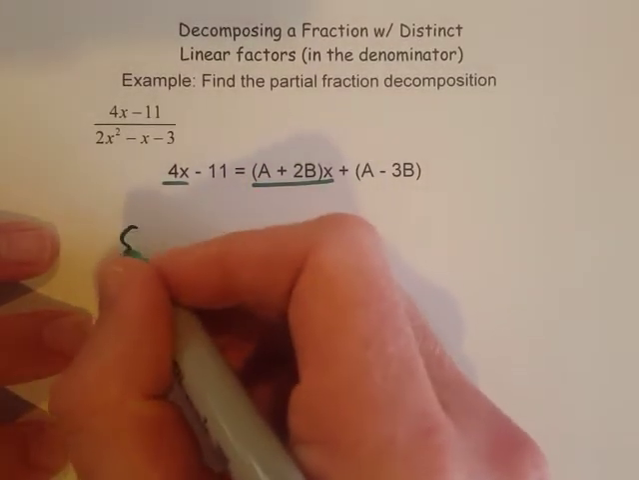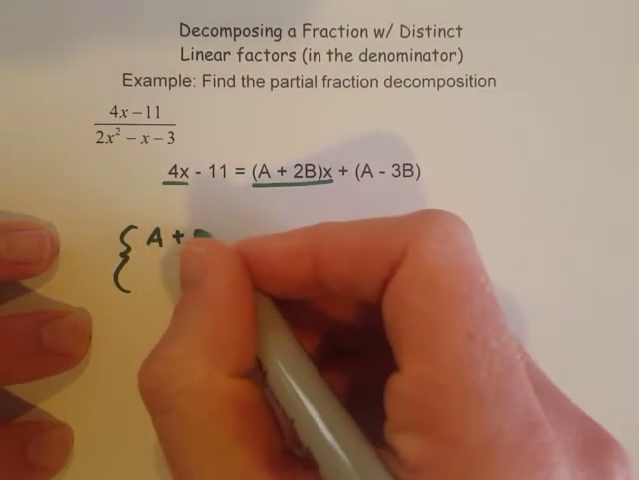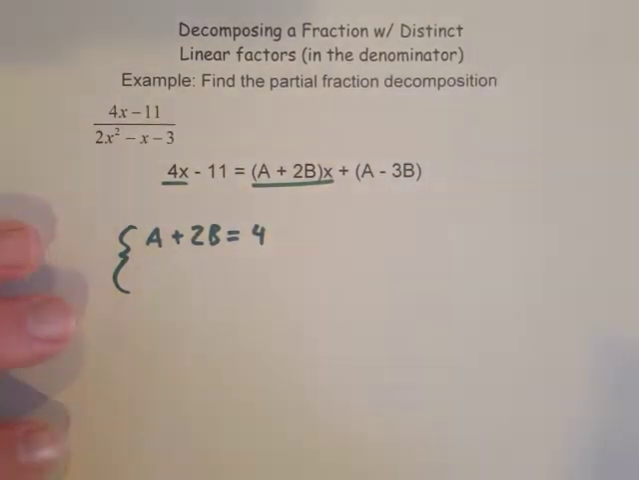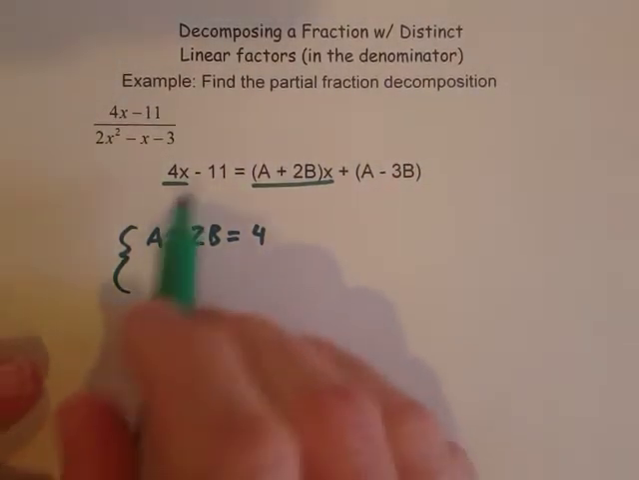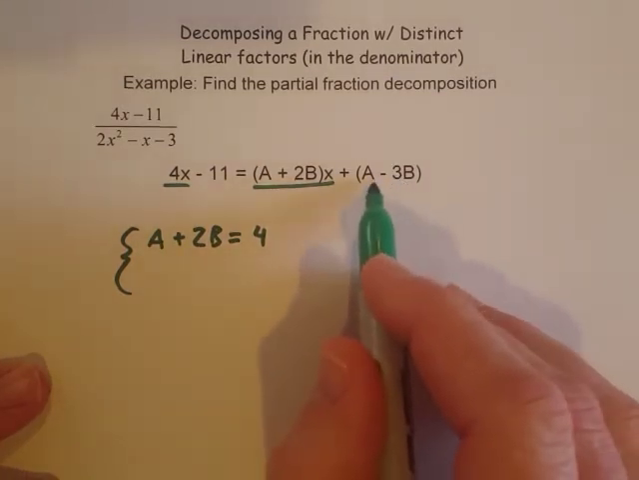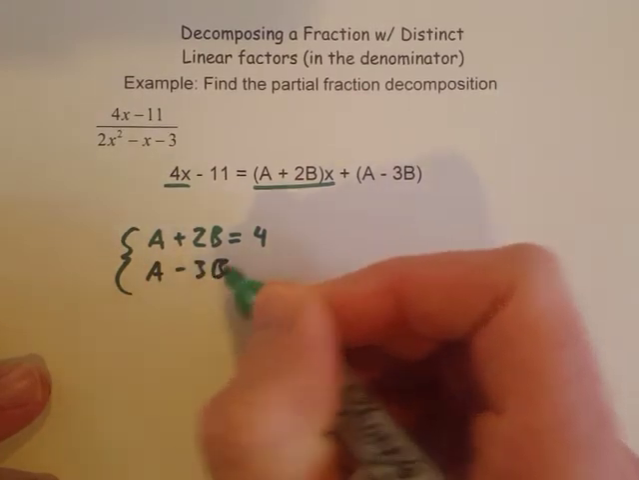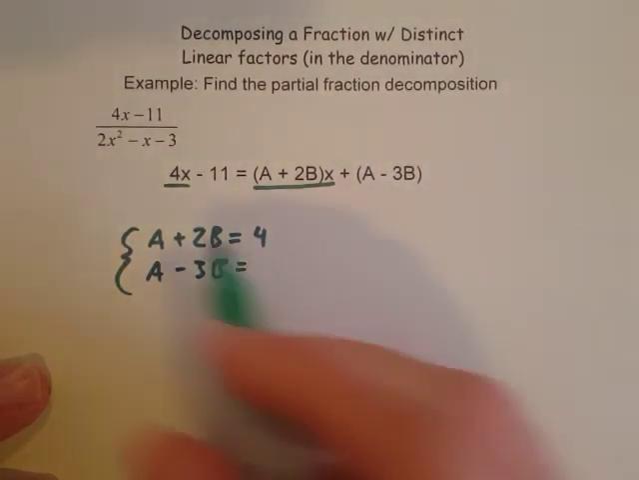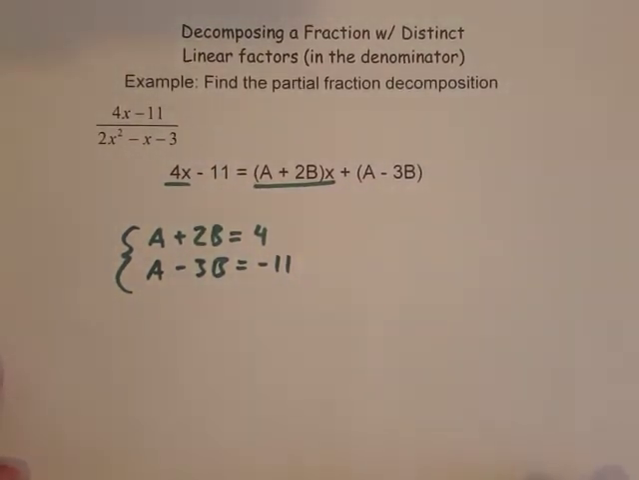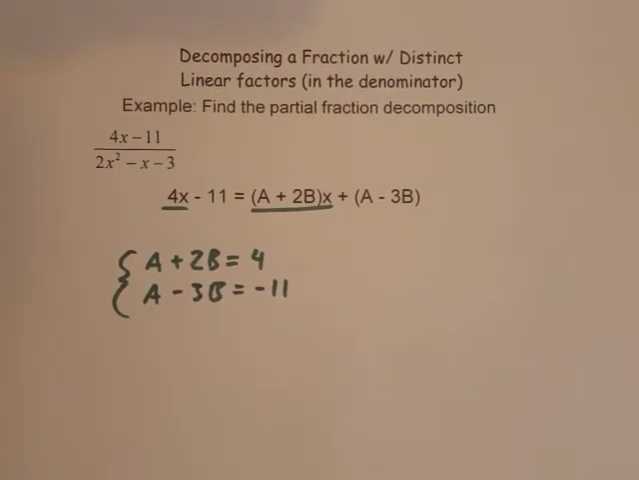So I'm going to make an equation starting with a plus 2b equals 4. That's just the x parts, taking out the x's. The other part is the constant piece, and that is a minus 3b is equal to negative 11. Those are the constant pieces to this problem. So now that we have that, we have a system of equations.